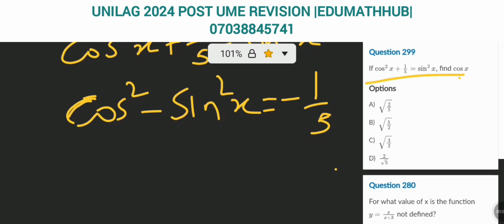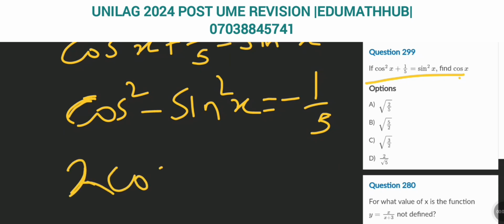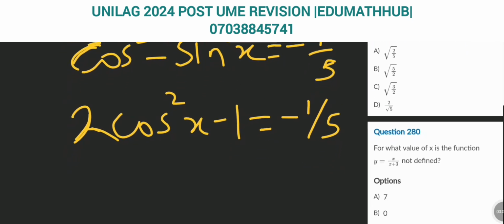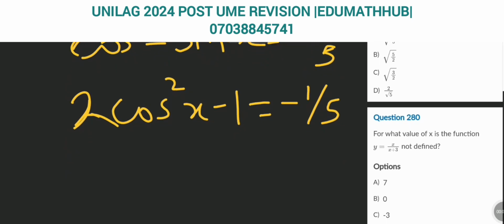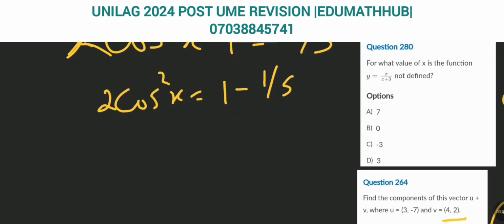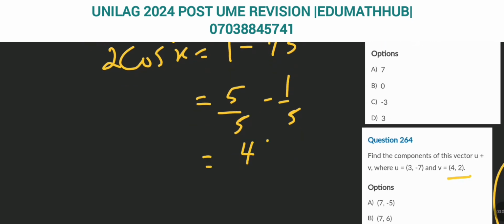Now in trigonometry, cos square x minus sin square x has a value. It's the concept of double angle. So the value of that is 2 cos square x minus 1. That's the value of cos square x minus sin square x. Then we are to find the value of cos square x. So let's take 1 to the other side. Now from here, you're going to get 2 cos square x. Then the last step is just to simplify 1 minus 1 over 5. You can write the 1 as 5 over 5, then minus 1 over 5. Then 5 minus 1 will give you 4 over 5.